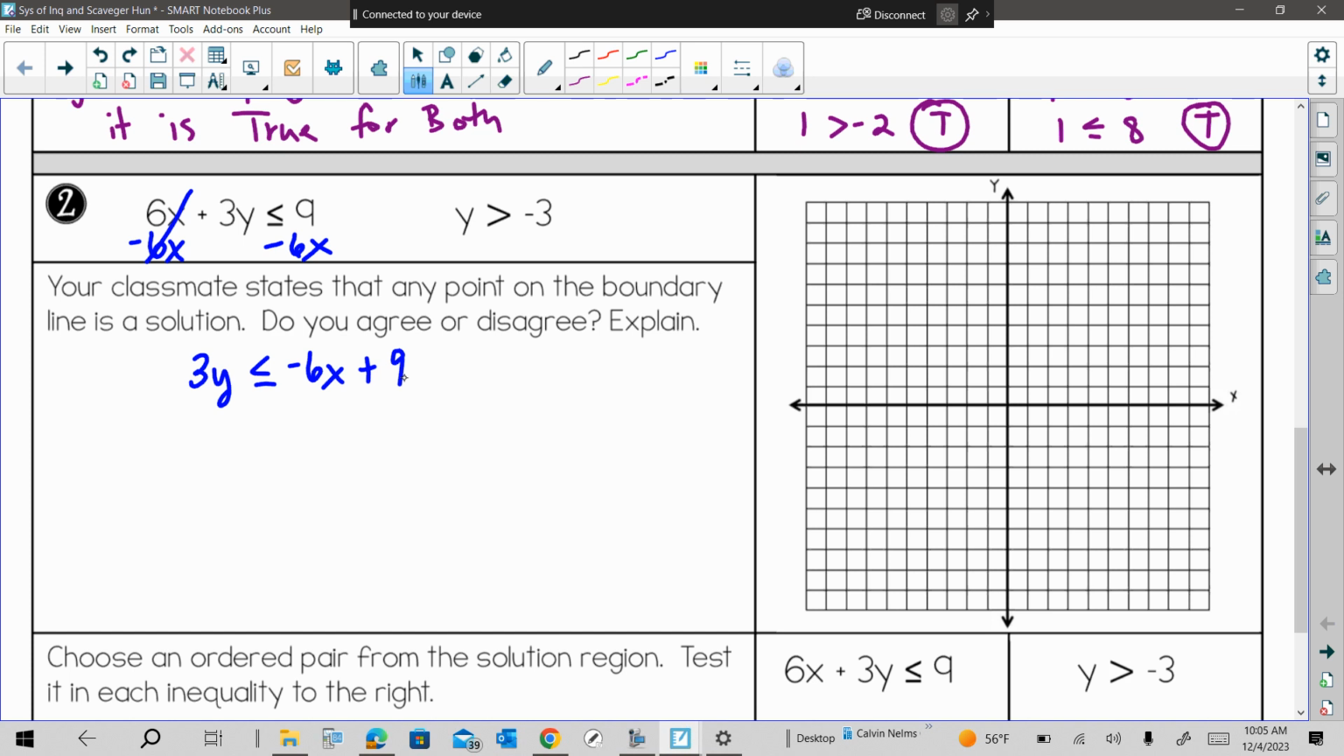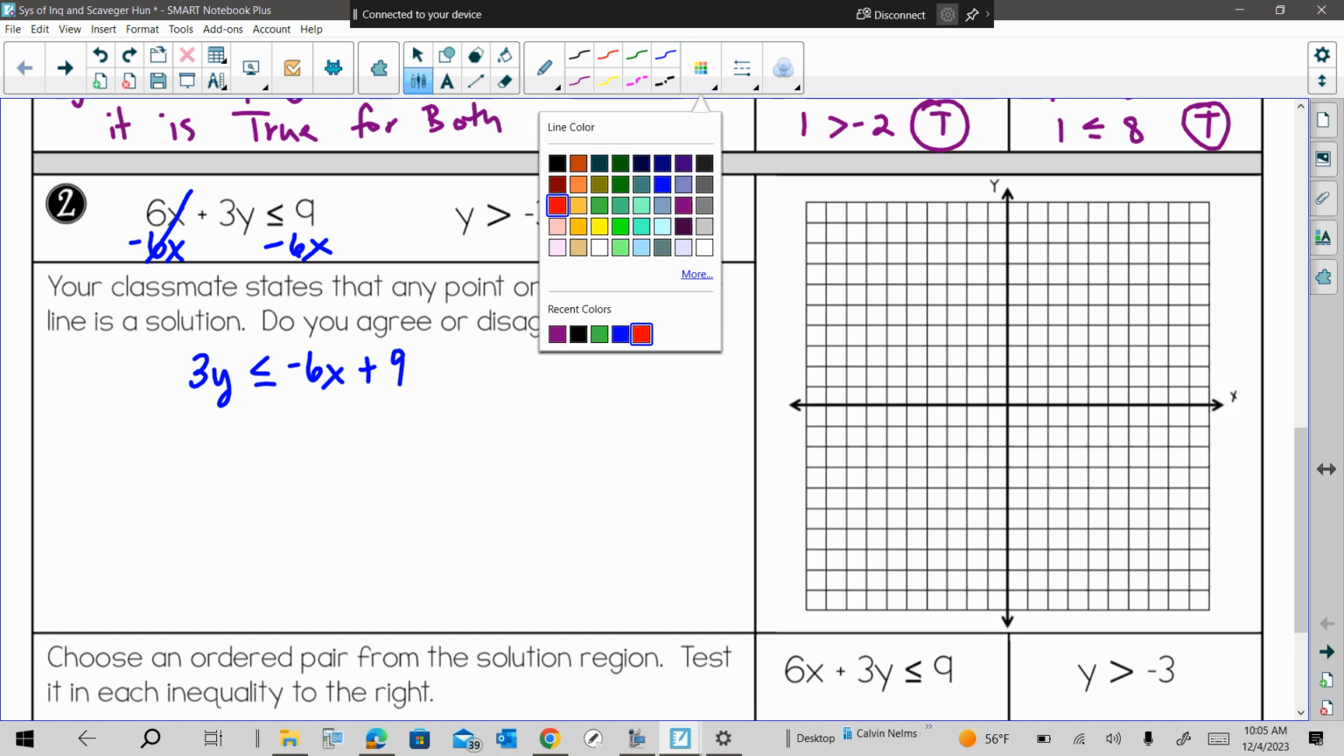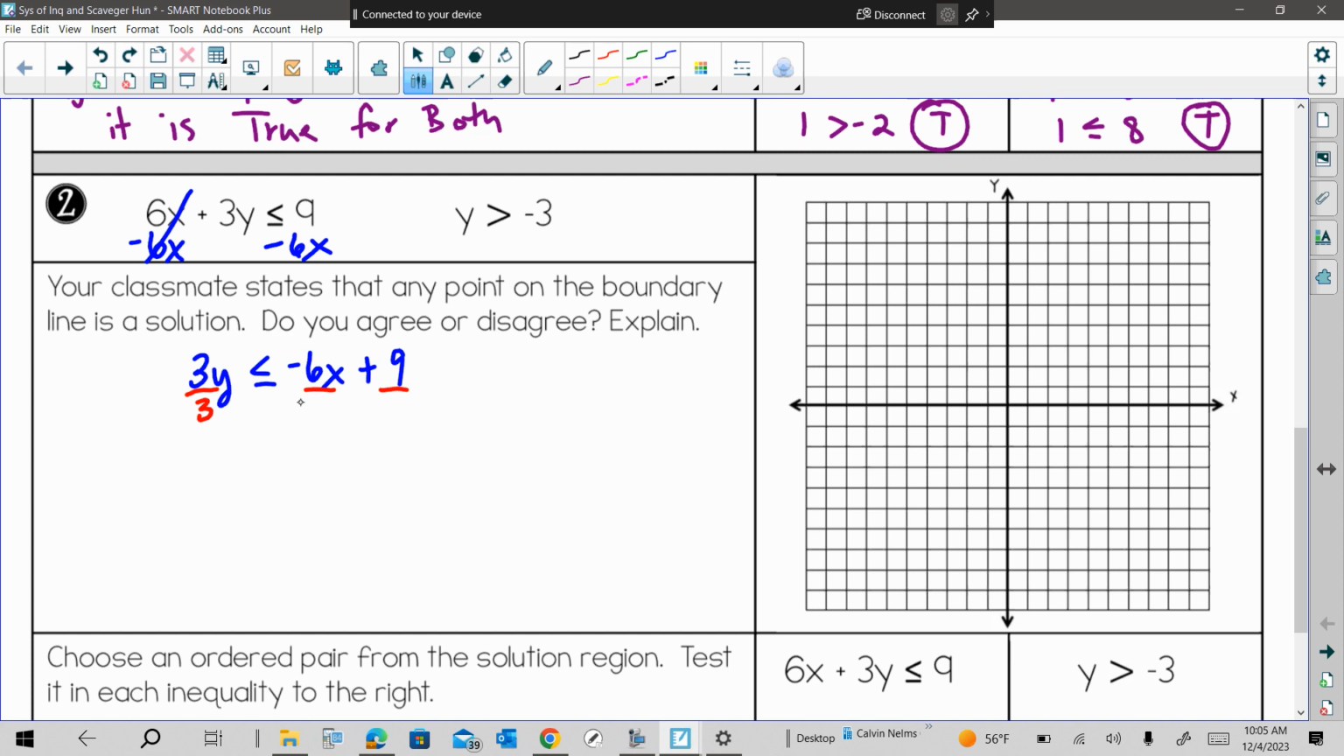What would it be? Yeah, divide everything by 3. Okay, good. So once I do that, now I have my y isolated. It's y less than or equal to -6 divided by 3, which gives me -2x, and 9 divided by 3 is just 3. So now I have the equation to graph. So we start at 3, the y-intercept on the y-axis, and our slope is -2, so we count down to the right one. Or you can count up to the left one.